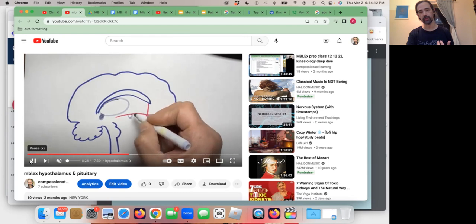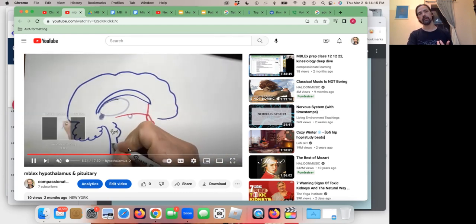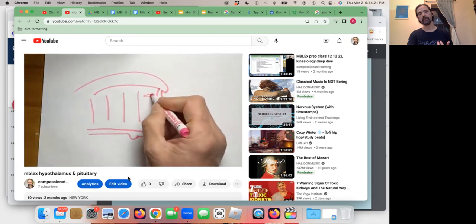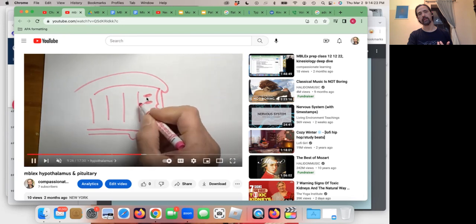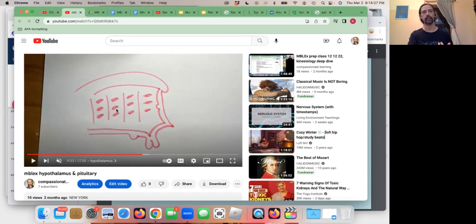Here's a couple other structures. The nerve cell bodies, as they gather into the hypothalamus, form nuclei, places where nerve cell bodies are gathered. You see these 4 regions here? That's just a handy way of splitting up the hypothalamus so that you can see it a little bit better. It could be region 1, 2, 3, 4, or anterior, intermediate and posterior, however you want to label those. But you don't really need to know that.